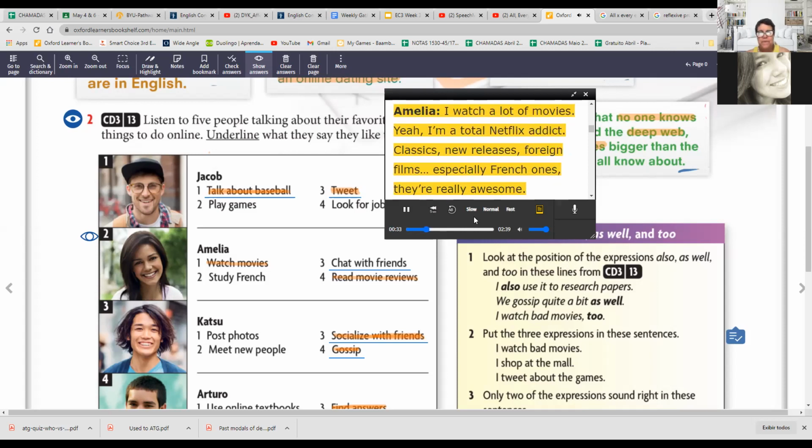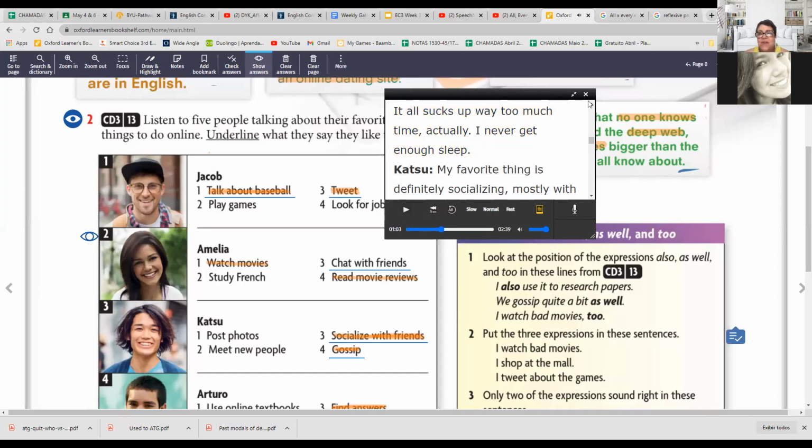Amelia. I watch a lot of movies. Yeah, I'm a total Netflix addict. Classics, new releases, foreign films, especially French ones. They're really awesome. I watch bad movies too. I don't care. Alone or with friends, day and night. And after I watch a movie, I usually read reviews of it. It all sucks up way too much time, actually. I never get enough sleep.